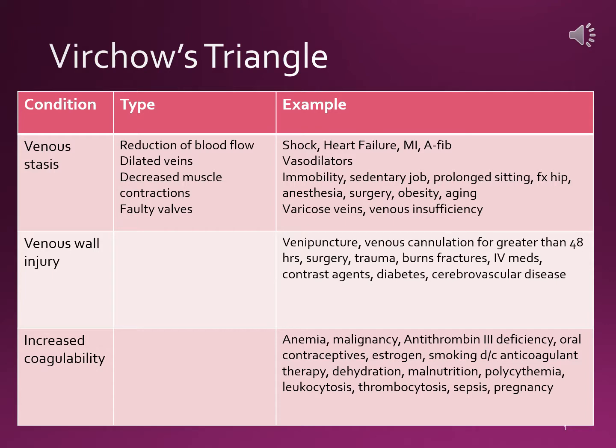Venous wall injury can be something as small as a venipuncture or cannulation for greater than 48 hours. Surgery, trauma, contrast dye, IV meds, all kinds of things. Diabetes is huge for venous wall injury, that small vessel damage. And then increased coagulability. Many different things cause an increase in coagulability, and they're all listed there. I'm not going to go through them. We talked a lot about that in the hematologic section. But one thing I also want to talk about that is a big deal here in prevention is smoking cessation. It's a very big key to prevention of thrombophlebitis.